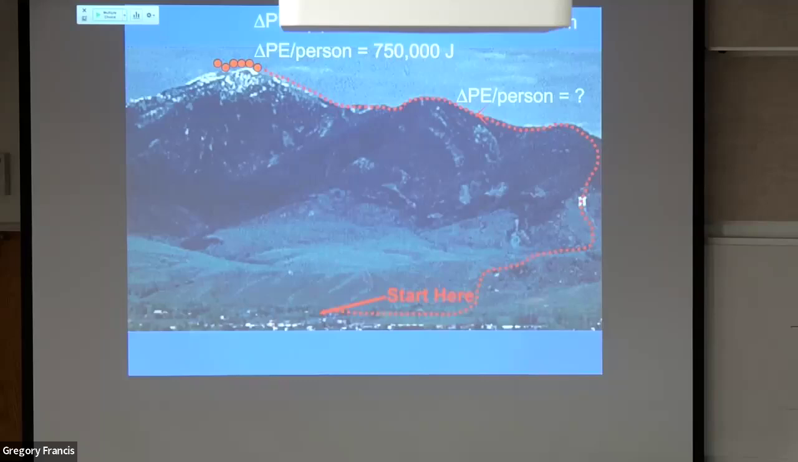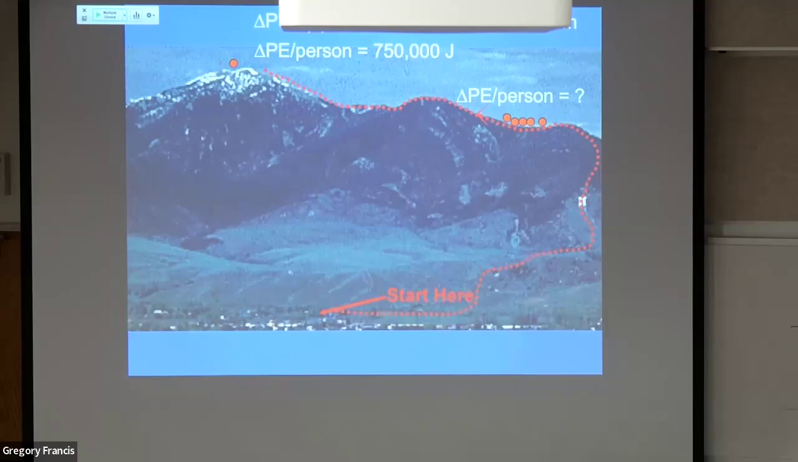What goes up must come down. That's what we learned with gravitational problems, and that's what we learned with voltage. So the change in gravitational potential energy per person on average is going to be a negative 750 thousand joules. Because that's the easiest path, nearly all of us are going to go that way.